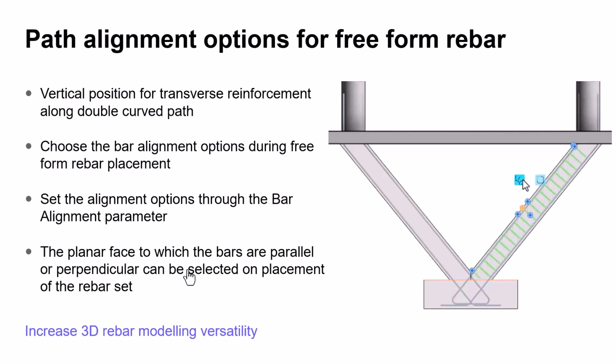Users can also choose how to align the bars in the rebar set. You can make the bars in the set parallel to the planar face selected in the align constraint. So you can set the alignment options for freeform rebar sets using the bar alignment parameter in the properties palette of the structural rebar, or using the in-canvas toggle.